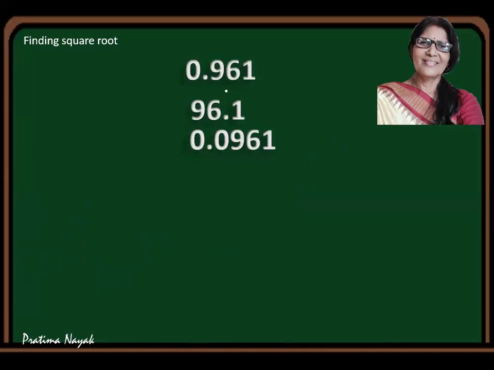Now tell me which of these will be a perfect square. 0.961. Will it be? No. Why? There are 3 digits. So it cannot be a perfect square.